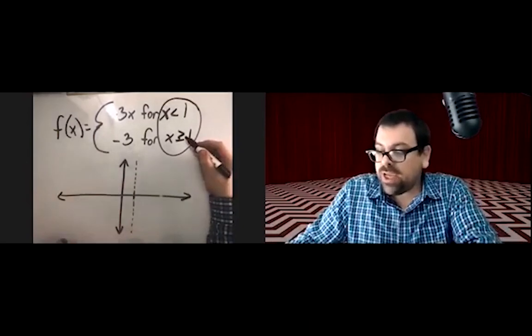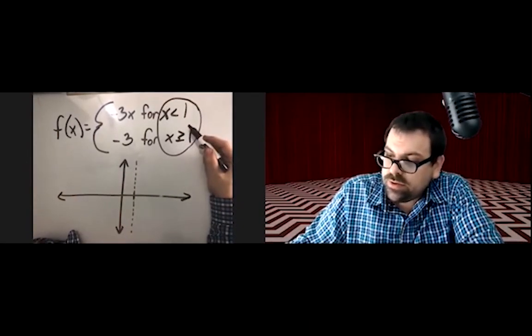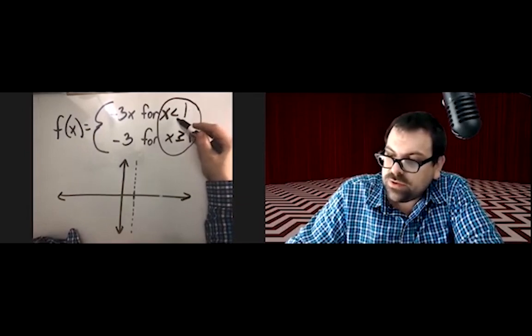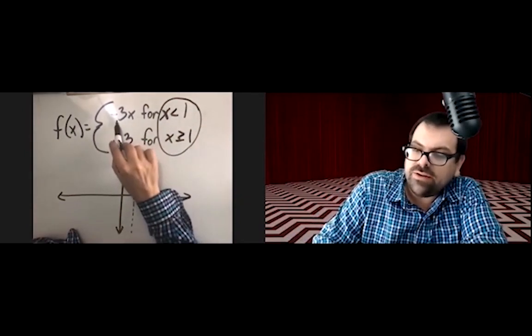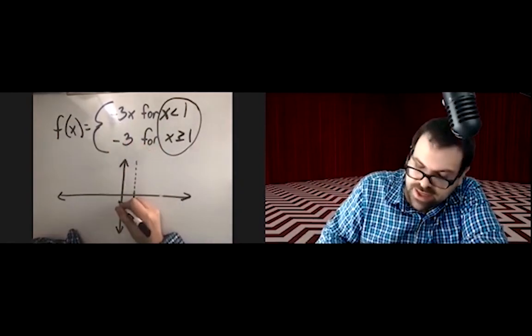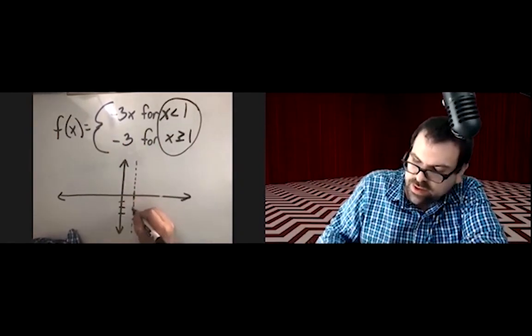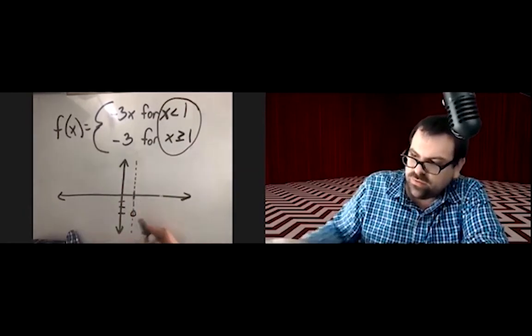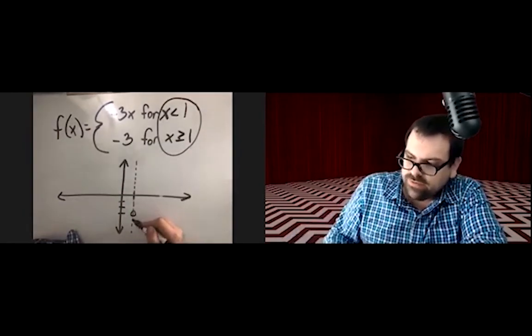So if we plug in 1 to the first one, the open circle, if we plug 1 in, -3 times +1 is -3. So we will have our open circle on the x value of 1 at -3.